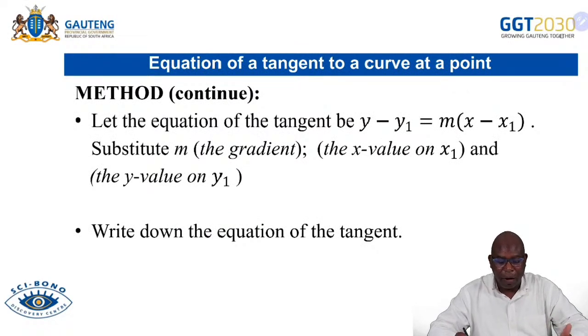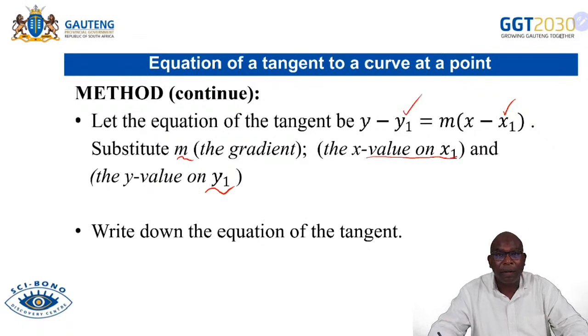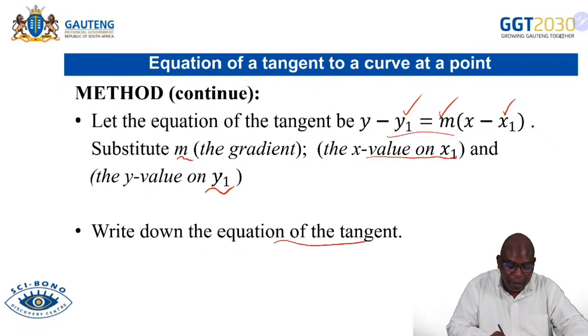Let's continue now. Let the equation of the tangent be y equals mx plus c. What are we going to do now? We're going to substitute the gradient, which we have got by deriving and substituting. We need to have the x value on x1. Then we need to find the y value on y1. We need to put the y value there on y1. Then the gradient, we'll have got it there. Then from there we are having the equation of the straight line. Then we write down the equation of the straight line in the form y equals mx plus c.